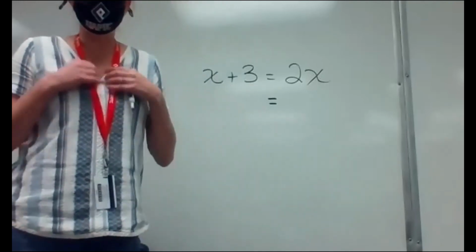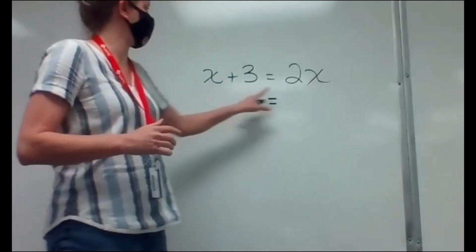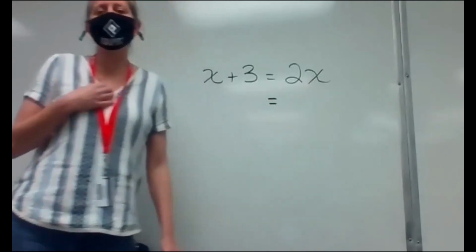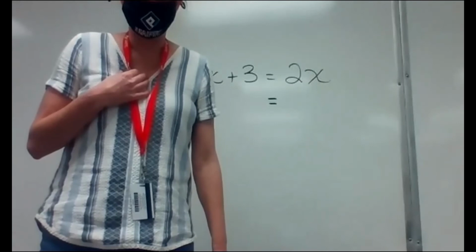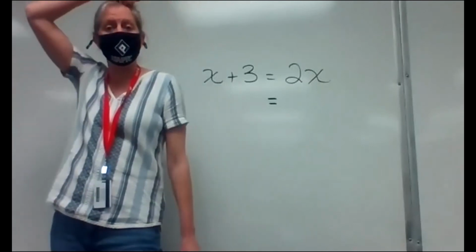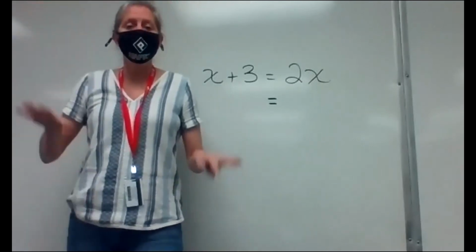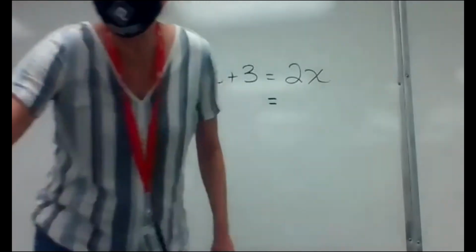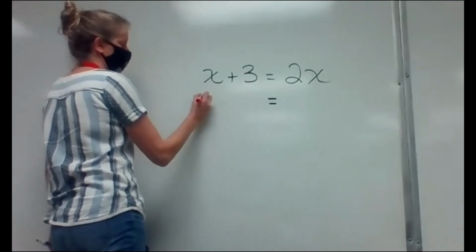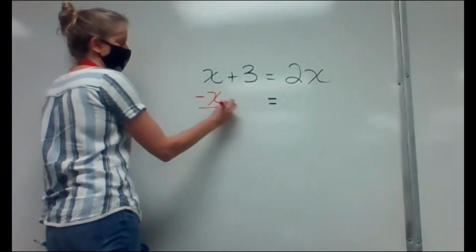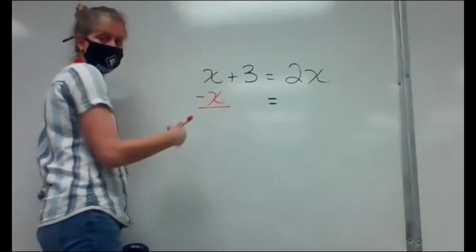I've got to cancel out one of the x's, either the x or the 2x. I'm always going to cancel out the small x. Canceling out the small x will make your x's end up positive. So if I cancel out the small x, I'm going to cancel out this one, and I'm just going to subtract it off to cancel it out.